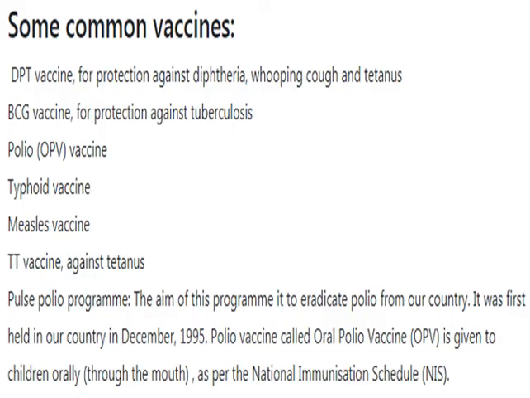So here are some common vaccines. DPT, which acts against diphtheria, whooping cough and tetanus. Then BCG vaccine for protection against tuberculosis, polio vaccine, typhoid vaccine, measles vaccine, TT against tetanus, etc.